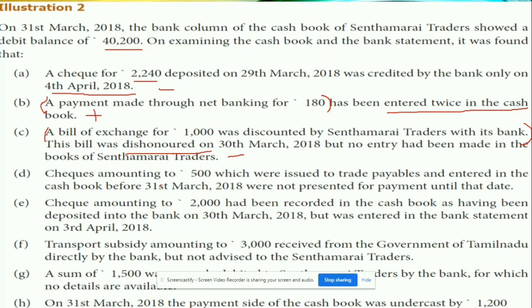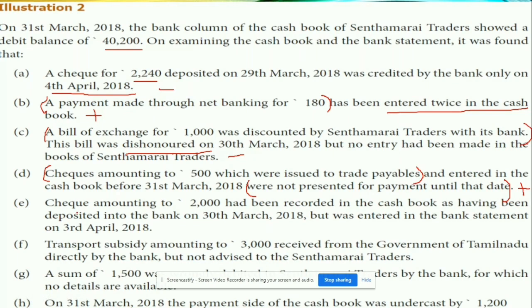And next, checks amounting to rupees 500, which were issued to trade payables. They have made the payment. The checks were not presented for payment until the date. So I had issued a check, but they have not made the payment. So what will happen? My bank account won't get reduced. So automatically this amount will be shown on the add side.